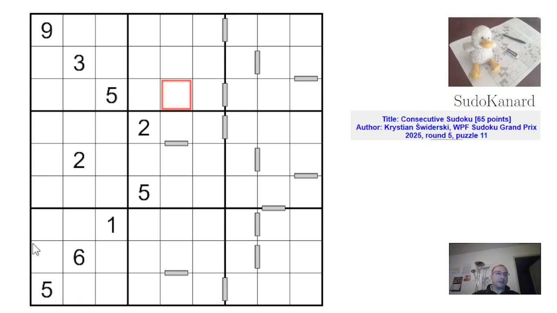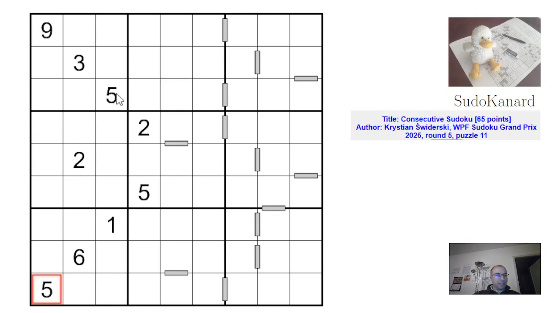I saw that the whole left of the grid was just non-consecutive Sudoku, and that is a variant that I rather enjoy. So I decided to try it, and I'm glad that I did because I managed to solve the puzzle in a reasonable time.